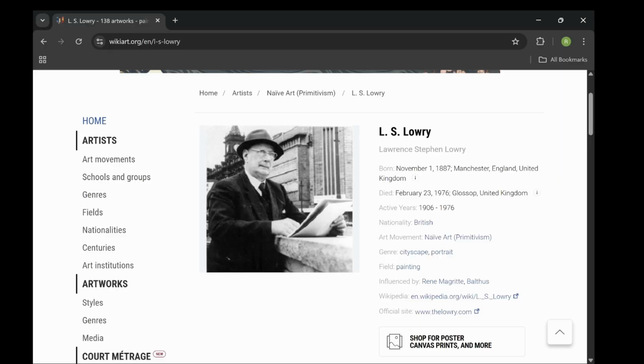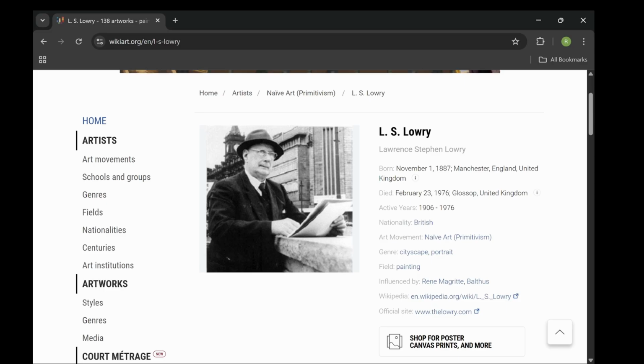L.S. Lowry, who was he? He was Laurence Stephen Lowry, and he was born November the 1st, 1887 in Manchester, England, not too far away from where I was born. I was born on the other side of the Pennines. He died February the 23rd, 1976 in Glossop, even closer to where I'm from, and his active years were 1906 to 1976.